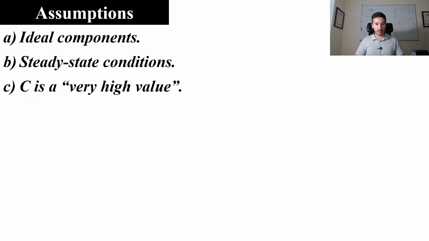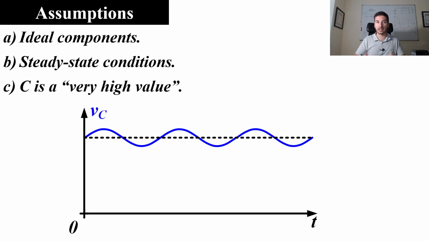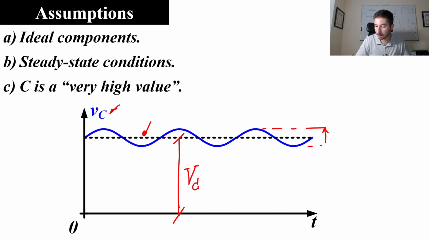Third point that we have to consider, we will consider that the capacitance of the capacitor is a very high value. In general, the voltage across the capacitor in DC to DC converters is something like this. We have an average value that I will note as capital V C, and then we have some ripple, some AC component. We define the voltage ripple in this way.